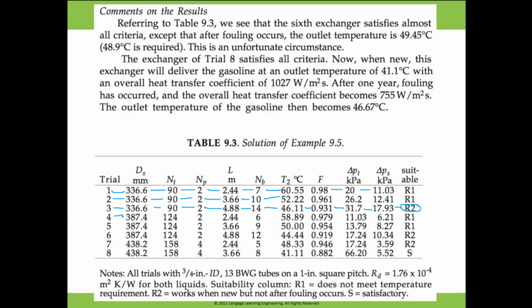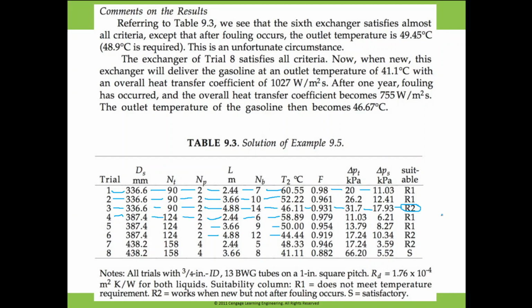This time we increase the shell diameter, and accordingly we get a higher number of tubes and two passes again, and we started with the smaller length 2.44, and the number of baffles is 6, and this time we got the temperature 58.89 degrees Celsius, which is not meeting our requirement. Then we go for higher length 3.66, then it comes out to be 50, which again is not meeting our requirement. Then we go for a further higher length, and this time we are getting 44. So this time we are meeting our requirement. If you are satisfied with this, you can stop your solution here, since you met your requirement.